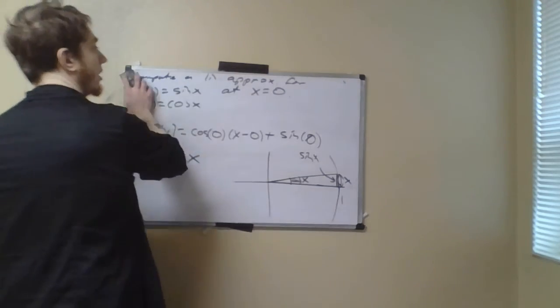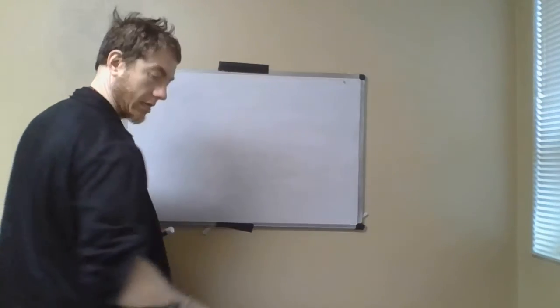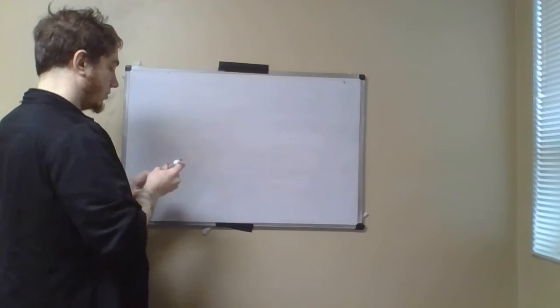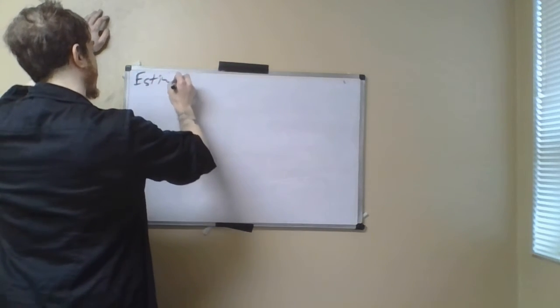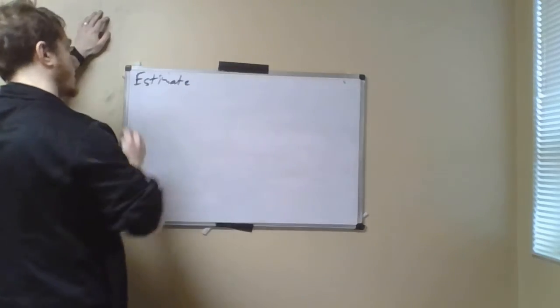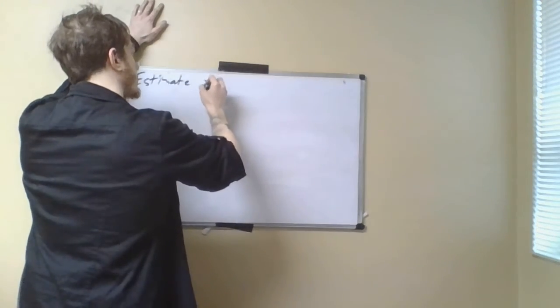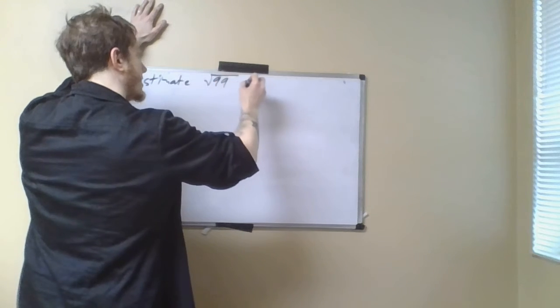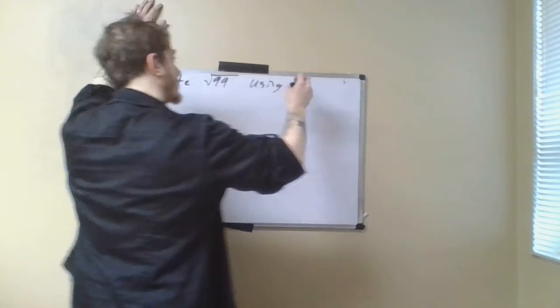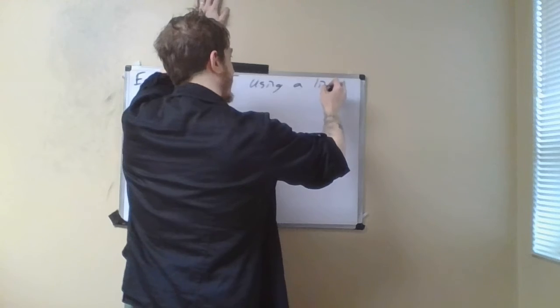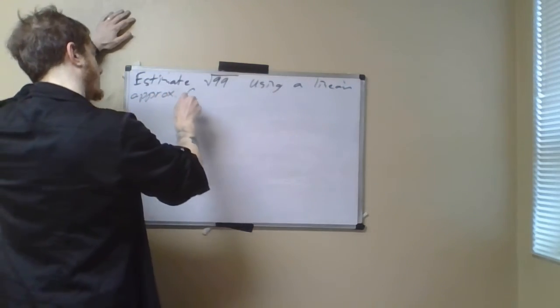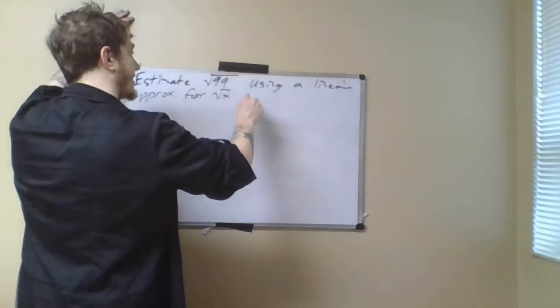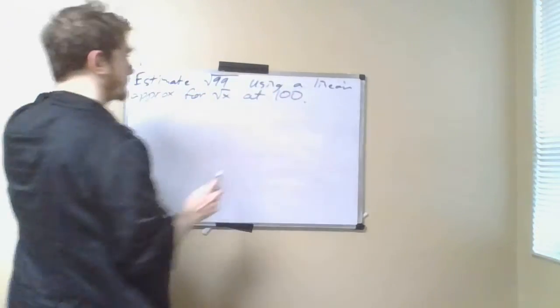Here's another example of using a linear approximation. So let's suppose that we want to estimate the square root of 99 using a linear approximation for square root of x at 100.